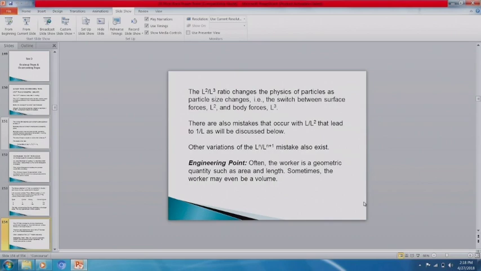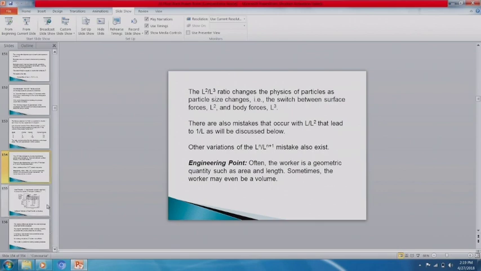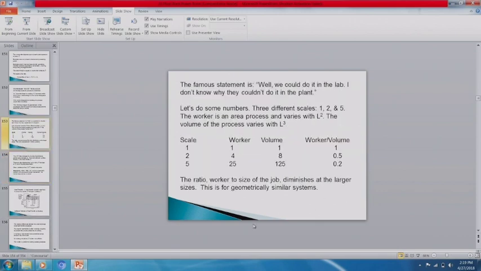Ratio changes the physics of particles as well. A switch is made from surface forces to body forces, right? So if I go here, I have surface forces here and I have body forces here. I can say at large areas, the body forces are dominating the surface forces. At large L's, the surface forces become negligible.